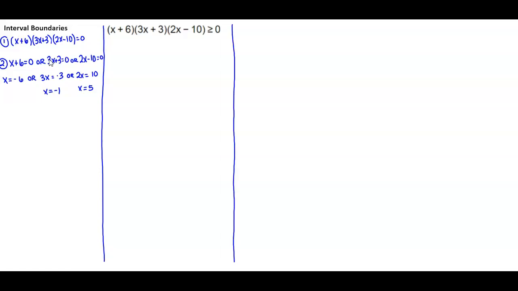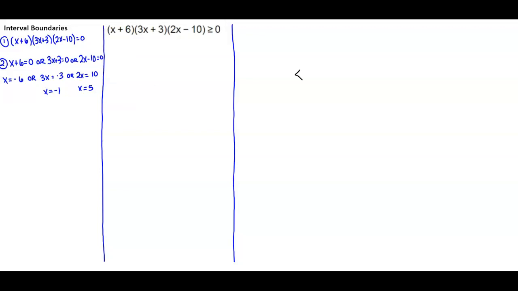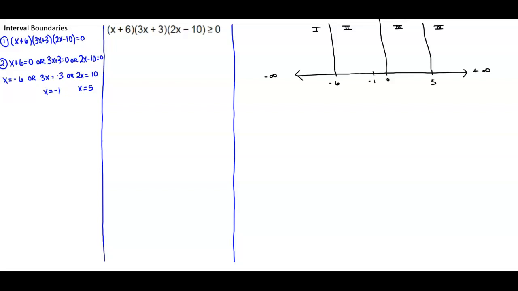So what does that tell us? Well, that gives us the interval boundaries. So let's take a look at the interval boundaries here. So the interval boundaries are negative 6, negative 1, and then positive 5. So here are our interval boundaries. So we have interval 1, interval 2, interval 3, and then interval 4, going from negative infinity to positive infinity.